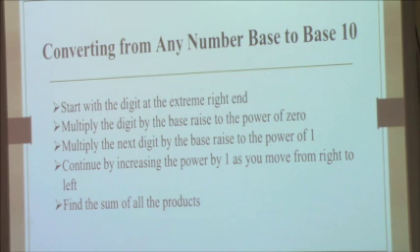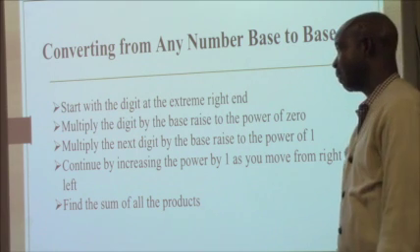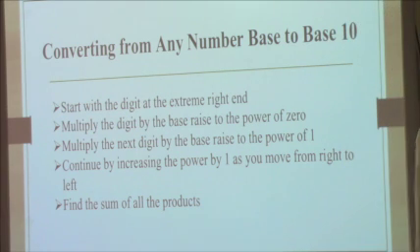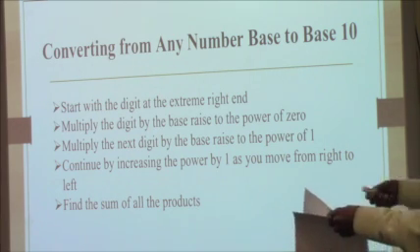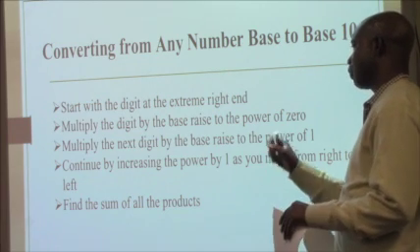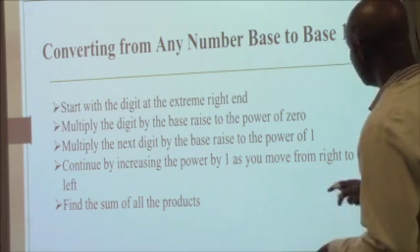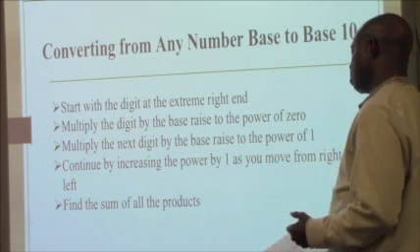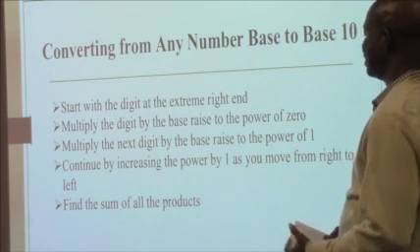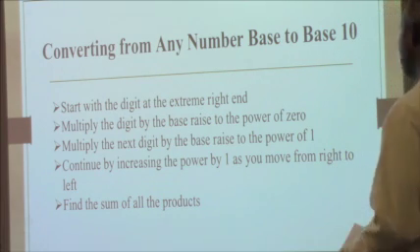You start from the right, with the digit at the extreme right, and begin to multiply by the powers of the base. We're going to show you how it works. The reason is, when we are using the base 10 number system, if I write 2, 3, 6, then 2 is in the 100 position. It's the same as 2 times 10 squared.